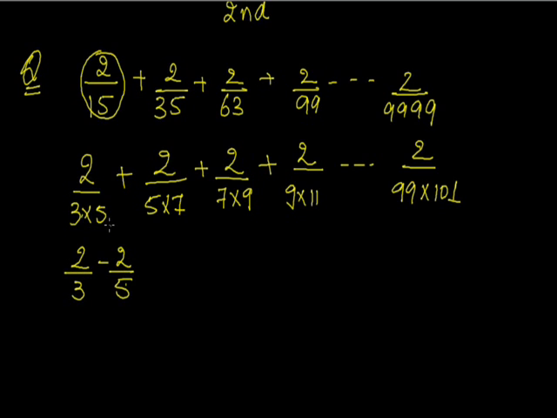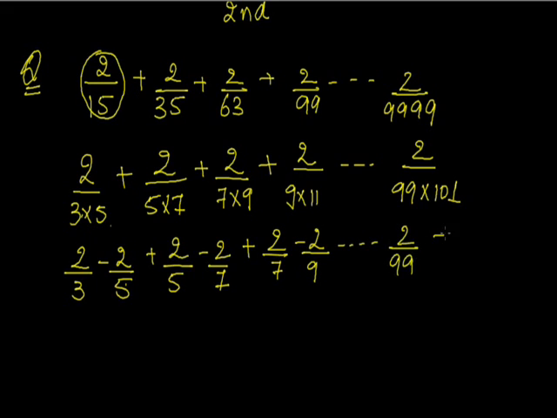It will give only 2 upon 3 into 5 when we simplify it, and in this case we get 2 divided by 5 minus 2 divided by 7. In this case we get 2 by 7 minus 2 by 9, and so on. We get 2 by 99 minus 2 by 101. What we will conclude is 2 by 5 is cancelled out by 2 by 5, 2 by 7 is cancelled out by 2 by 7, and so on. All the terms will be cancelled out. The remaining term is 2 by 3 here, and the remaining term is 2 divided by 101.